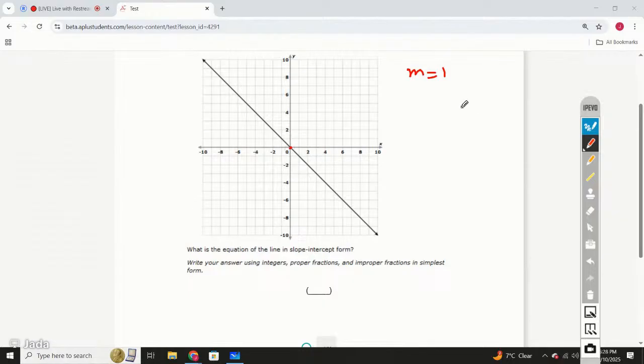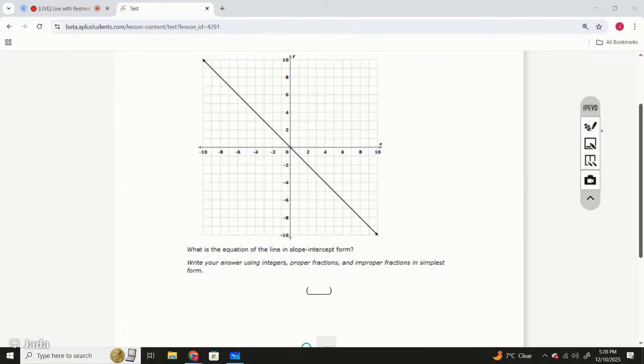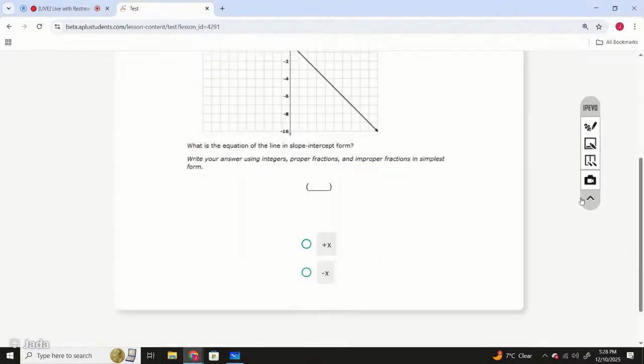Here the x-intercept and the y-intercept are 0, 0, because the graph is passing through the center. So y minus 0 is equal to 1 times x minus 0. So that is y equals x. Option number 1 is the correct option.